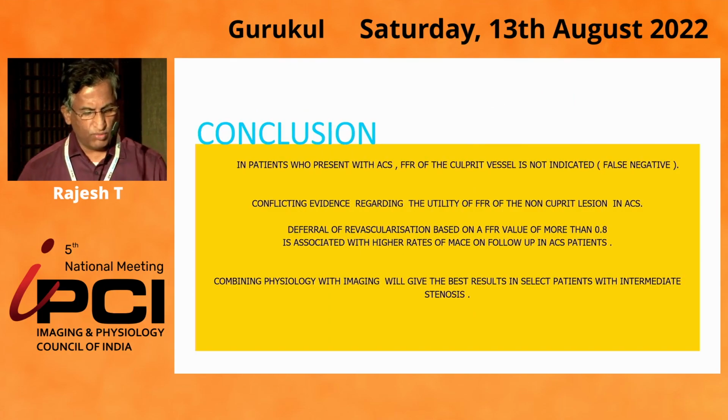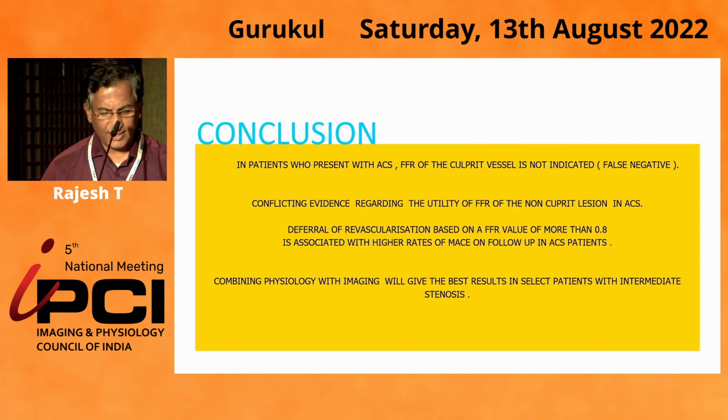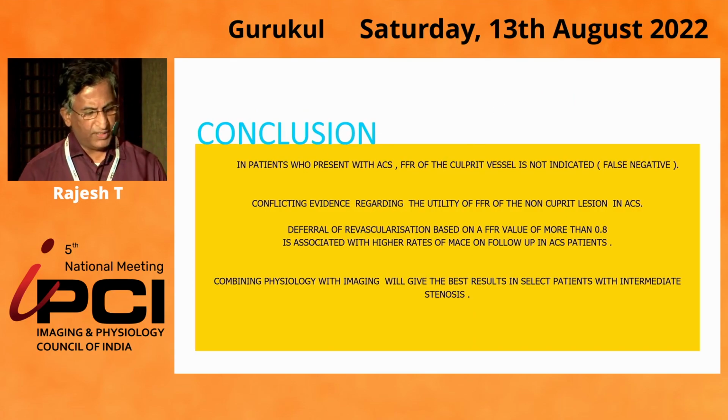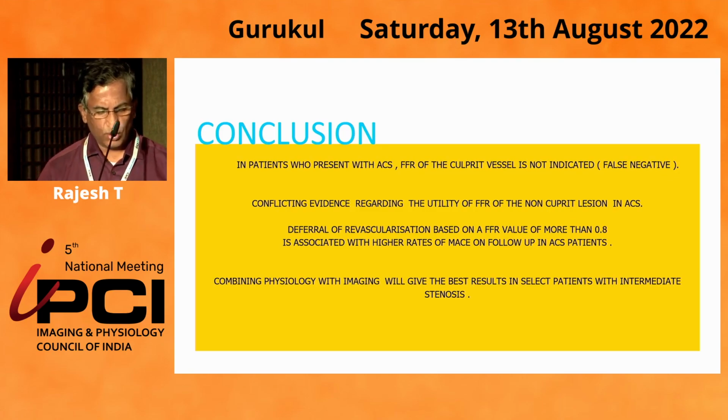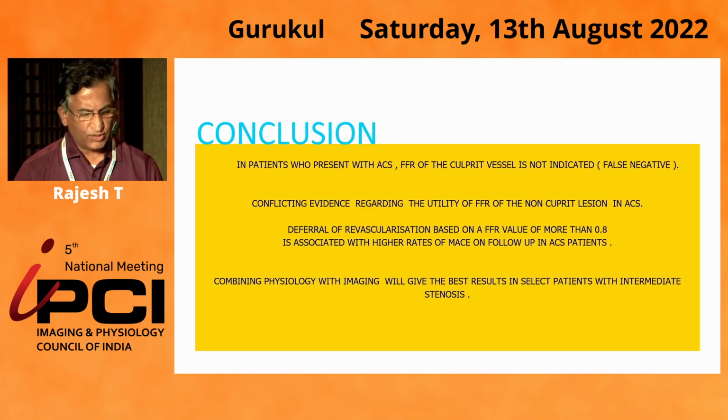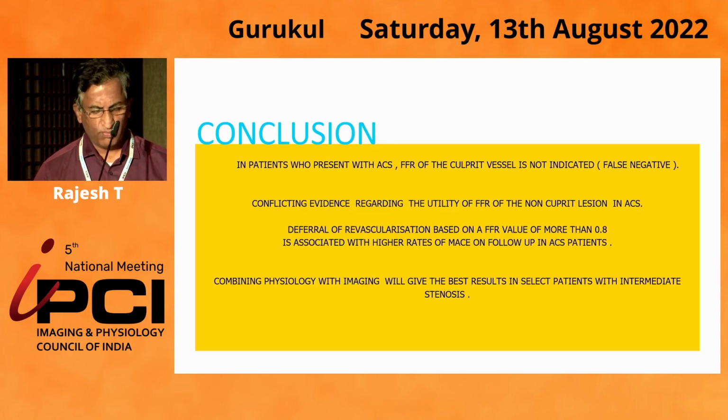So I want to conclude by saying that in patients who present with ACS, FFR of the culprit vessel is not indicated, and there is conflicting evidence regarding the utility of FFR of the non-culprit vessels in acute coronary syndrome. Deferral of revascularization based on an FFR value of more than 0.8 is associated with a higher rate of MACE on follow-up in acute coronary syndrome patients. If you combine physiology with imaging, it probably would give you the best result in selecting patients with intermediate stenosis for revascularization.